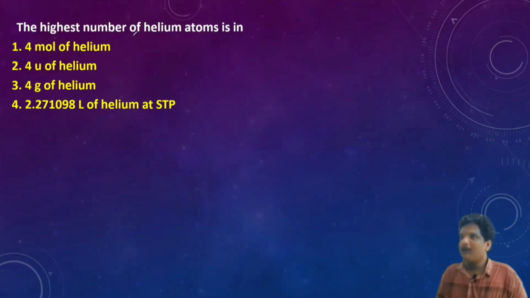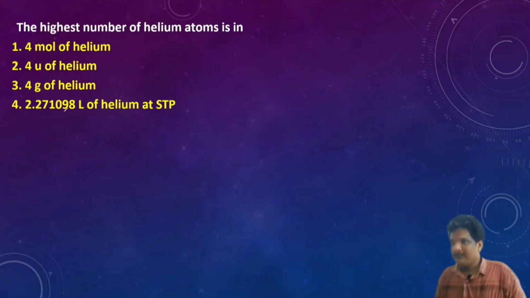Now, which has the highest number of helium atoms? Option A, 4 moles of helium. Option B, 4 u of helium. Option C, 4 grams of helium. Option D, 2.271098 liters of helium at STP.